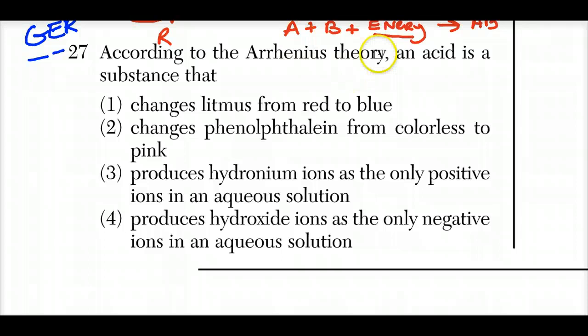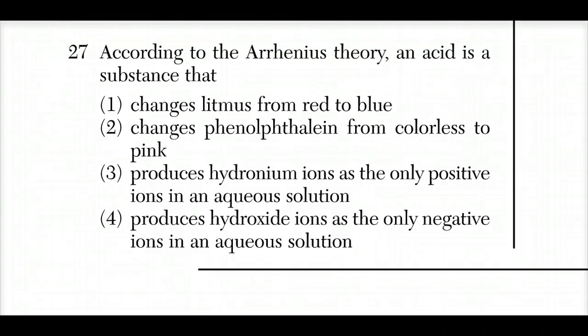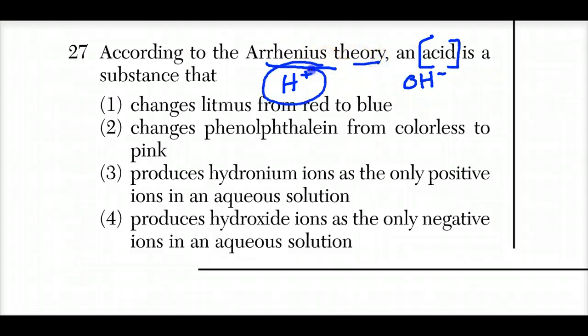Number 27. According to the Arrhenius theory, that's the easiest acid base definition. What do acids do? Acids give off H pluses. What do hydroxides do? They produce OH minuses. So if it's the Arrhenius acid, and don't get your feathers in a flutter here, Arrhenius is the easiest definition, somehow they produce H pluses. So it changes litmus from red to blue. We're going to need Table M to see if that's right. And these are phenolphthalein. Need Table M as well. Produces hydroxide ions as the only positive ion. Hydronium ions, which by the way is H3O plus.